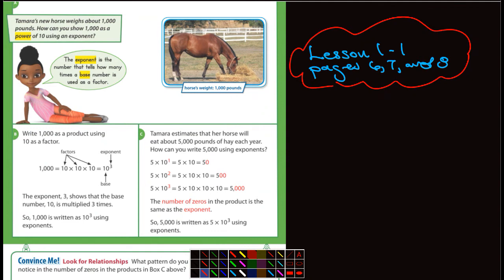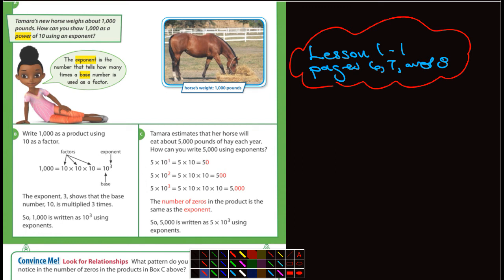Lesson 1, section 1. And you can see what I circled here, kind of highlighted, lesson 1-1, and it's pages 6, 7, and 8 in your math volume 1 workbook. And so this is the first video of the year that I'll be doing with you guys. And there's different formats that I use, but this is generally it.